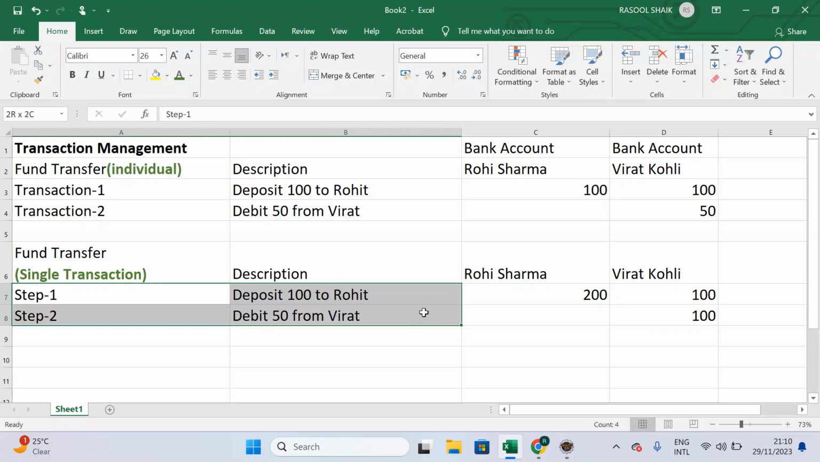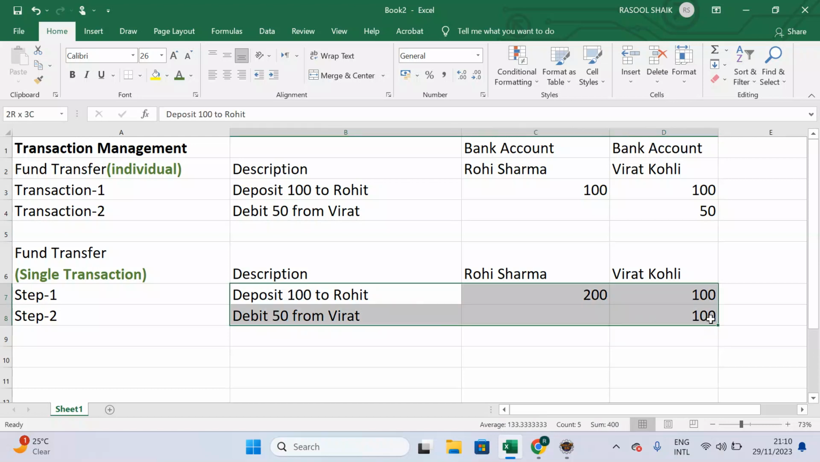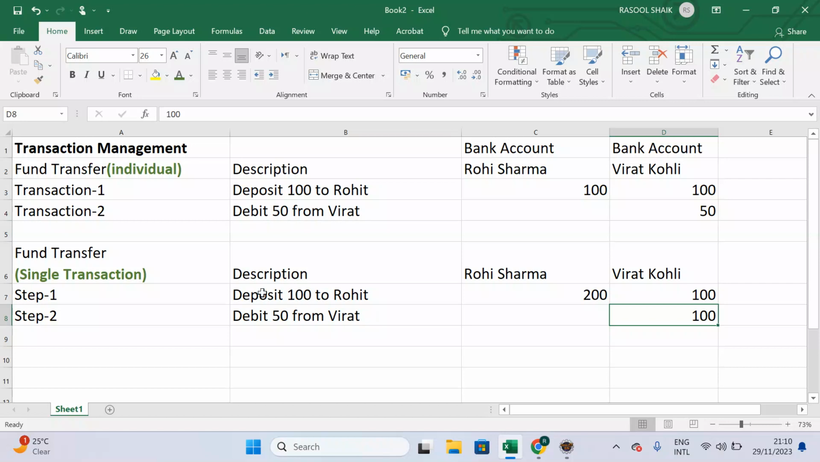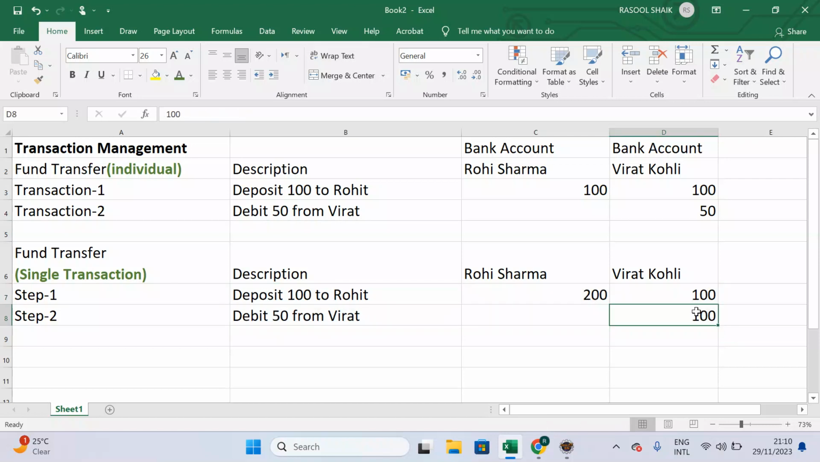As part of a single transaction we have to perform two database operations. If you think about the real world, both database operations should be successful or both database operations should fail. It should be like that. This concept we can call transaction management.